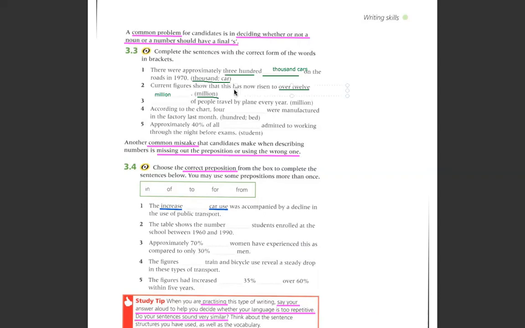So for words like thousand, million, or billion, we don't use the plural if we have a number in front of it. So please remember that these are not plurals when we have the number in front. Have a look at number 3. Here we have the word million again. So what should it be for number 3?